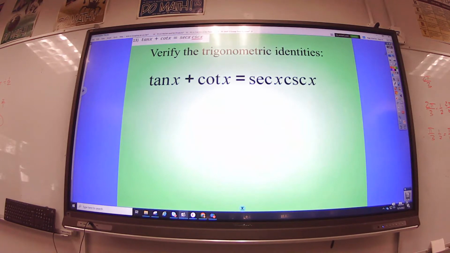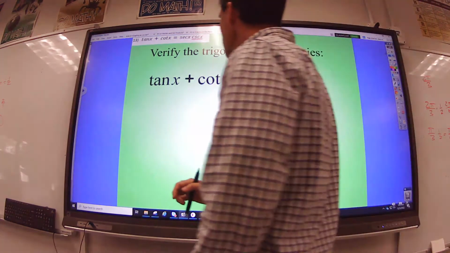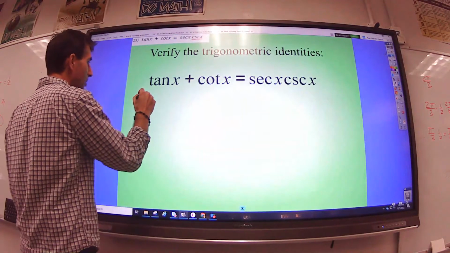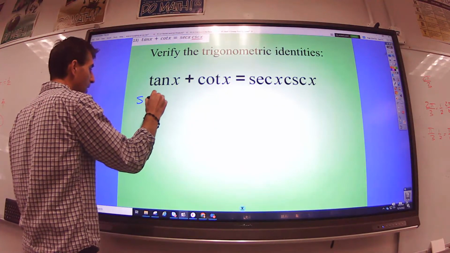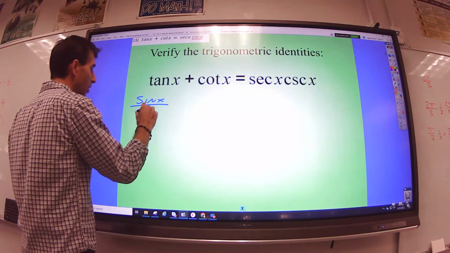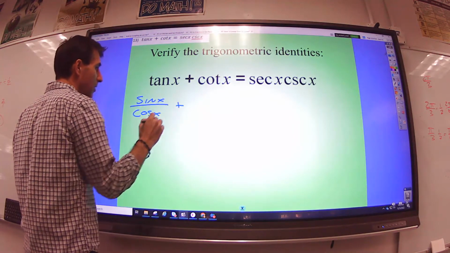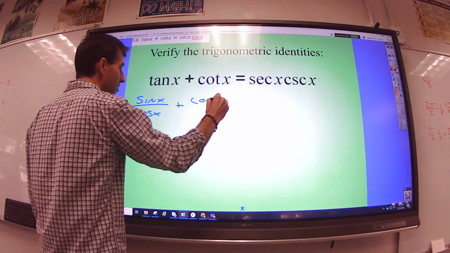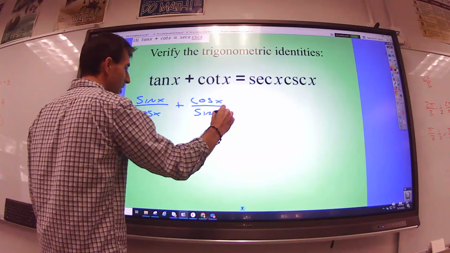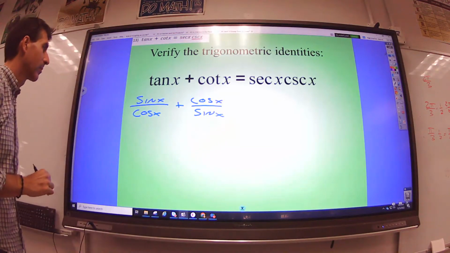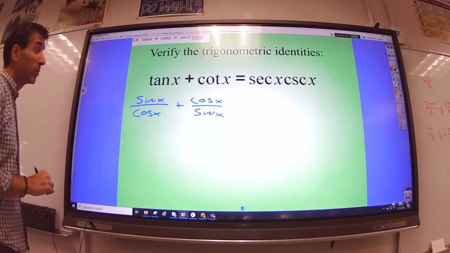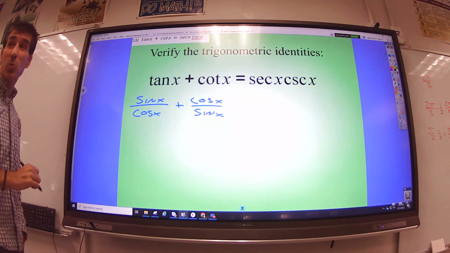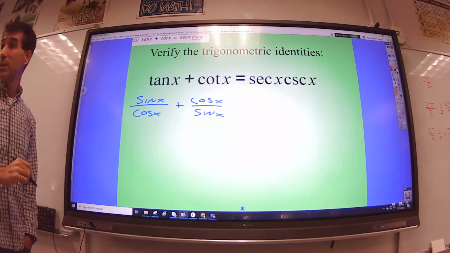What you want to do is add the tan x plus the cotan x. Okay? So let's put everything in sine and cosine. Tan x is sine x over cosine x, plus cotan x is cosine x over sine x. Now we need to add these. We need a common denominator.